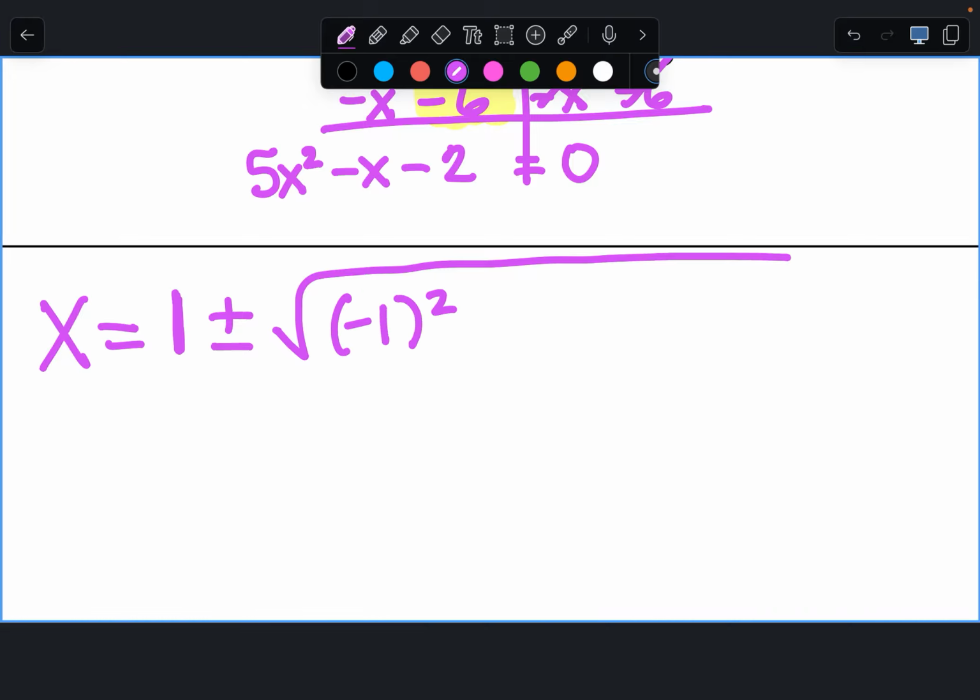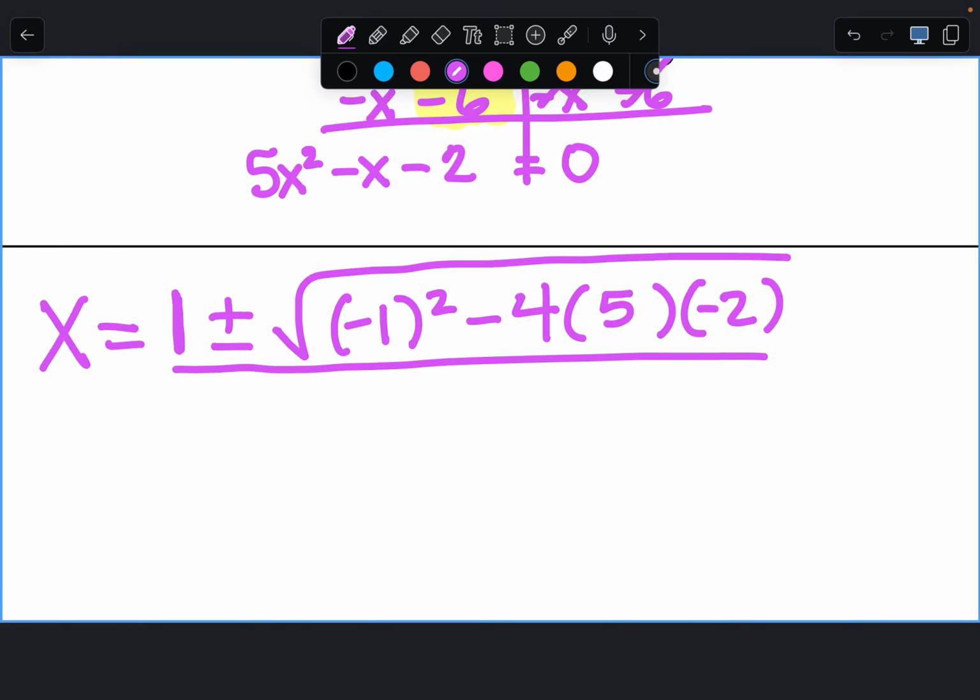I was supposed to plug in everything, which is -1. My bad. And we have A, which is 5. And we have C, which is -2. All divided by 2 times A, which is 5. Alright, so now you gotta put all that into the calculator. Put everything under the square root into your calculator.